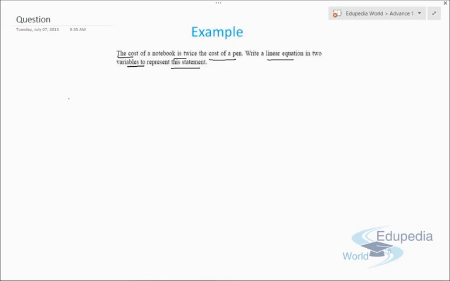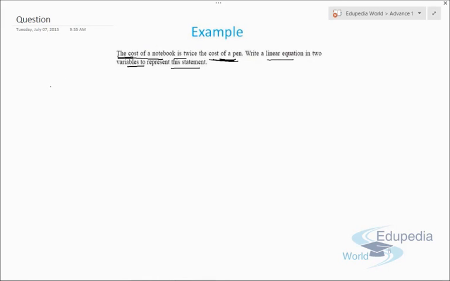So we have to write this word statement as a linear equation in two variables. Let's see how we can do it. We have two unknown pieces of information. First is the cost of the notebook and the second is the cost of the pen.